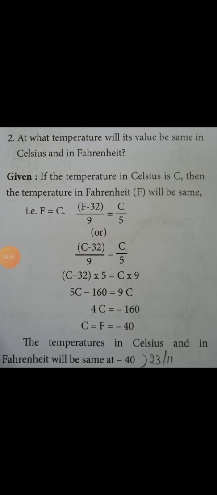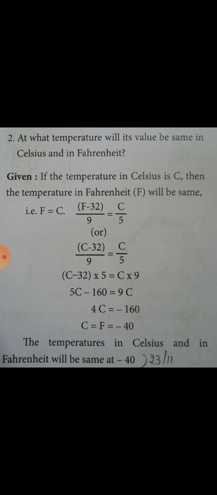See, this is the second problem. First read the problem. At what temperature will its value be the same in Celsius and in Fahrenheit? From this we know that Fahrenheit is equal to Celsius. At what temperature will its value be the same in Celsius and in Fahrenheit? So Fahrenheit is equal to Celsius.